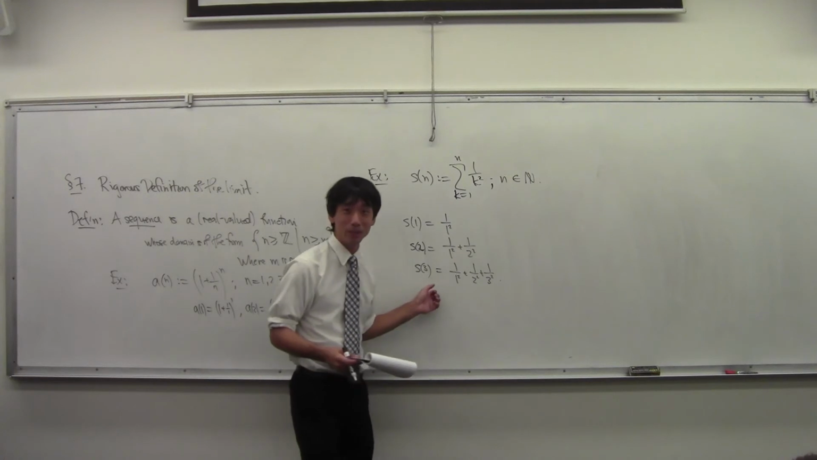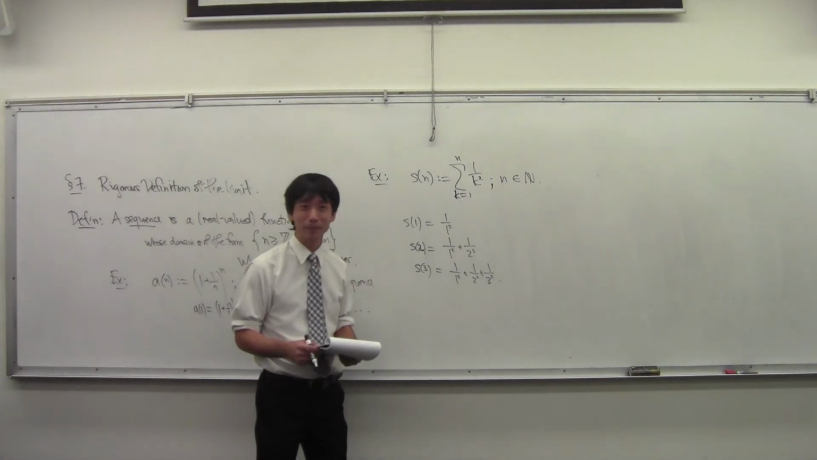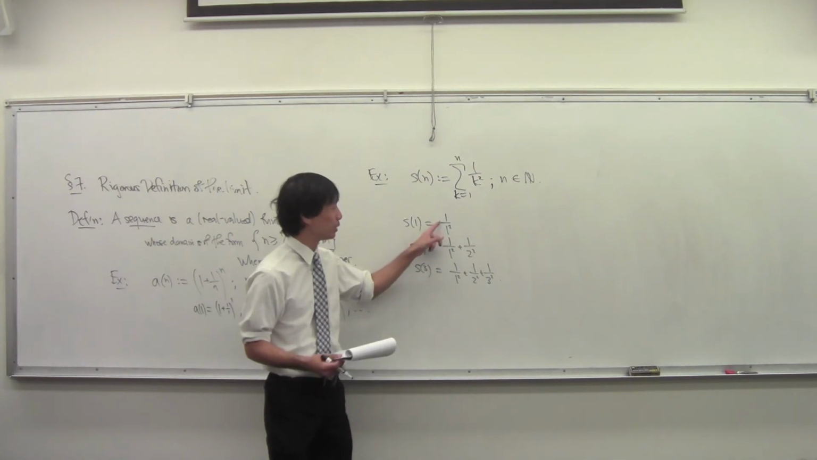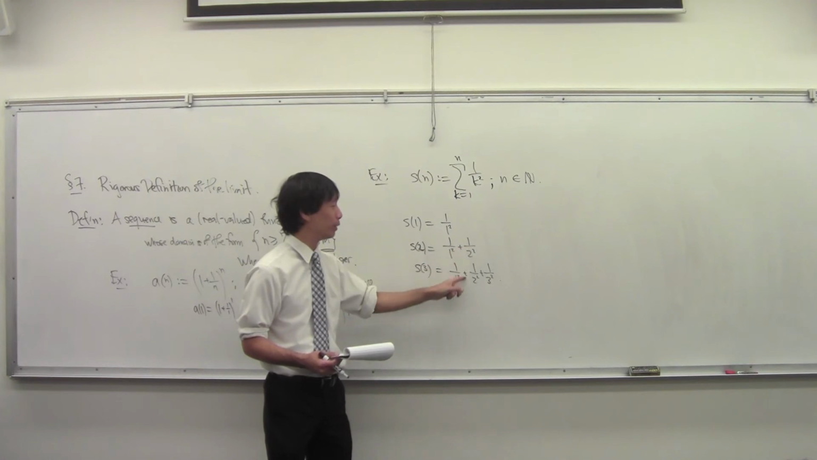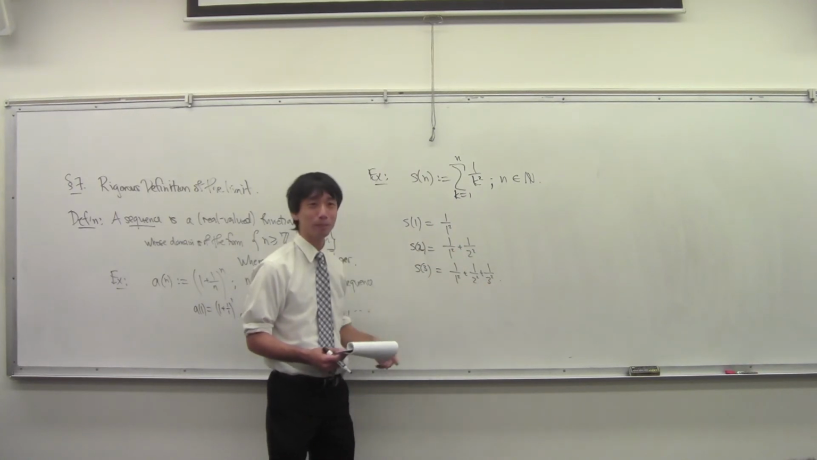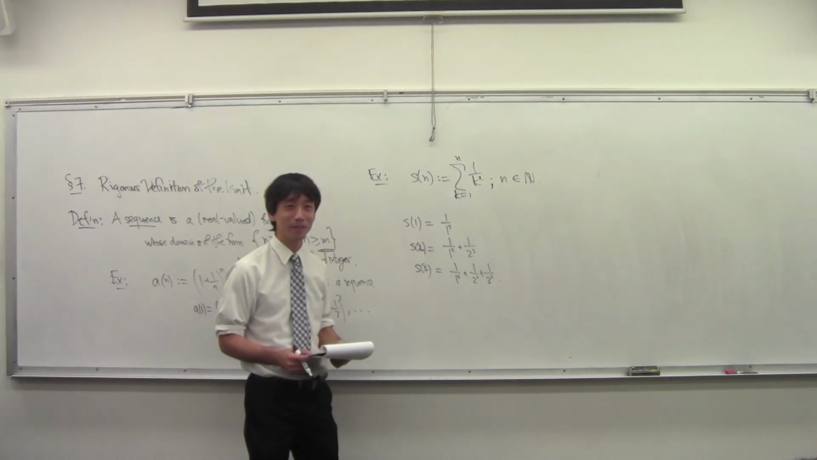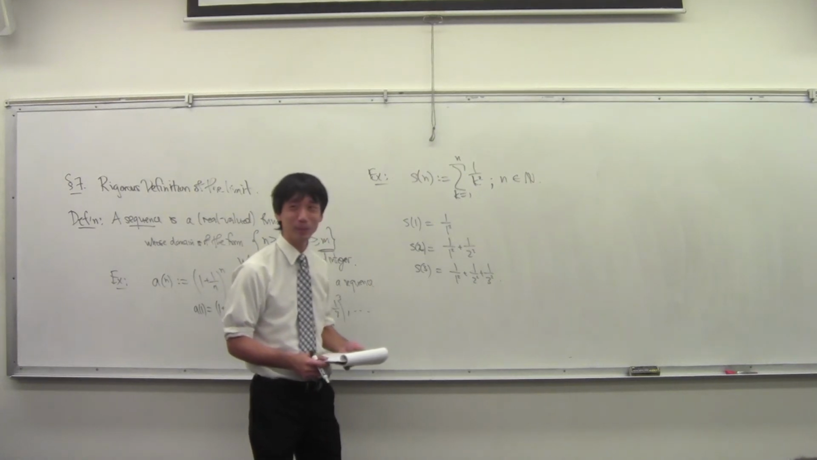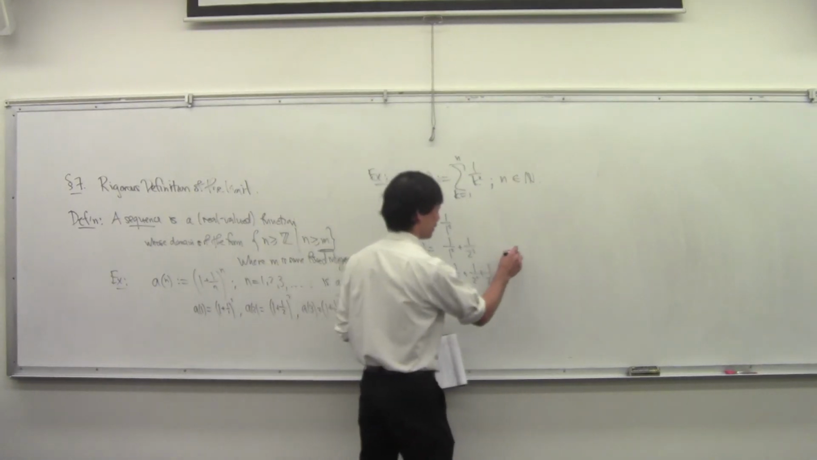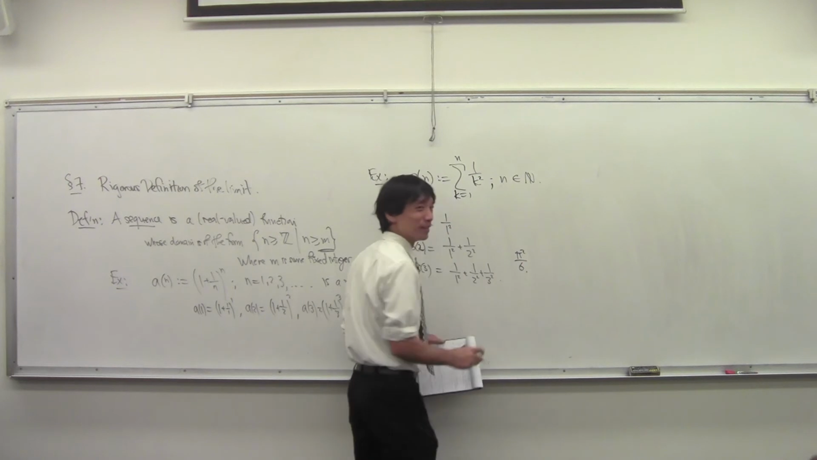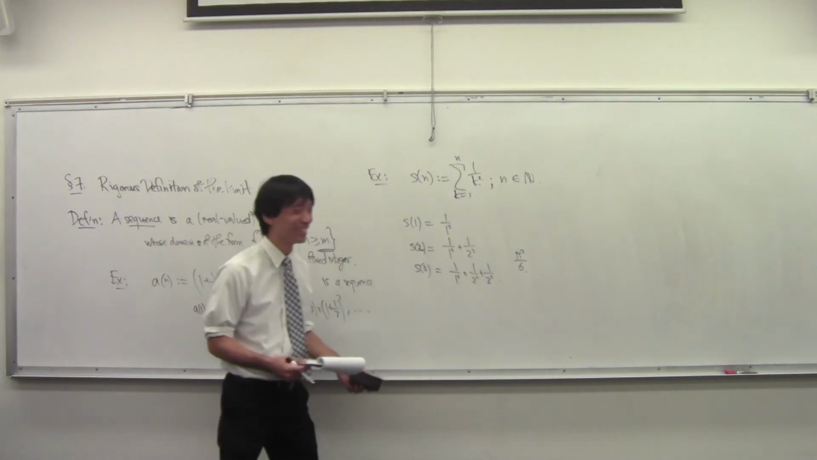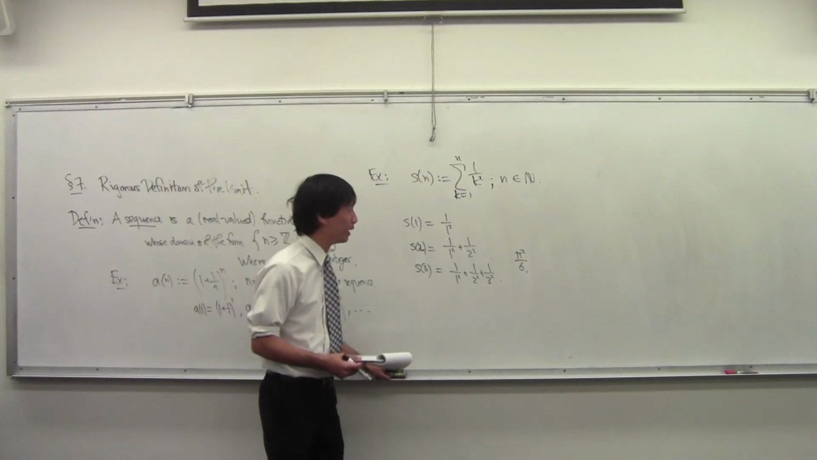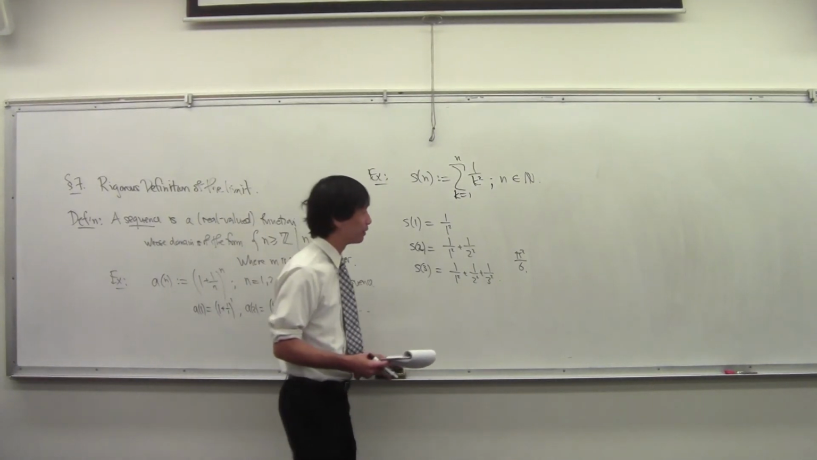Does anybody know what this sequence tends to? 0? No, because you start from 1 and then you keep on adding more. This is 1 plus a fourth, 1 plus a fourth plus a ninth. Infinity? 2? No. The answer is pi squared over 6. Obviously. But you won't see the proof of that for some time.